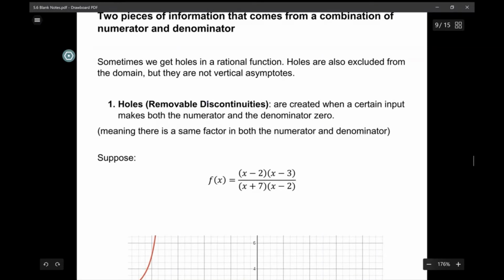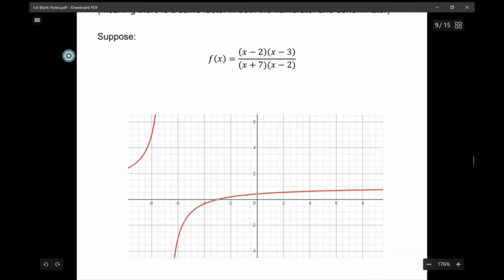And holes occur, I always think of black holes. Holes occur when a value will make the numerator and the denominator 0.